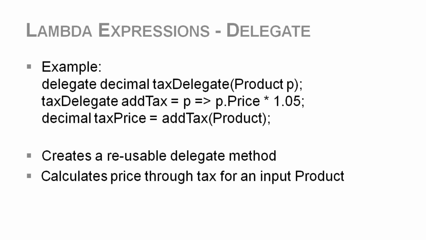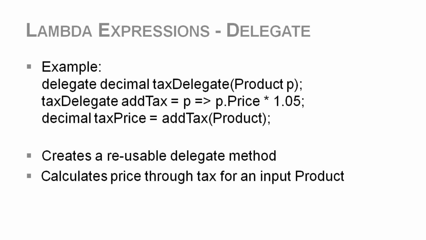So in the example, I'm creating a delegate called tax delegate, and it has a parameter product p. My tax delegate named add tax is going to be equal to the Lambda expression where I take the product p and take its price and multiply it times 1.05. Essentially what I'm doing is adding a 5% sales tax to the product price. And the tax delegate is that Lambda expression itself.